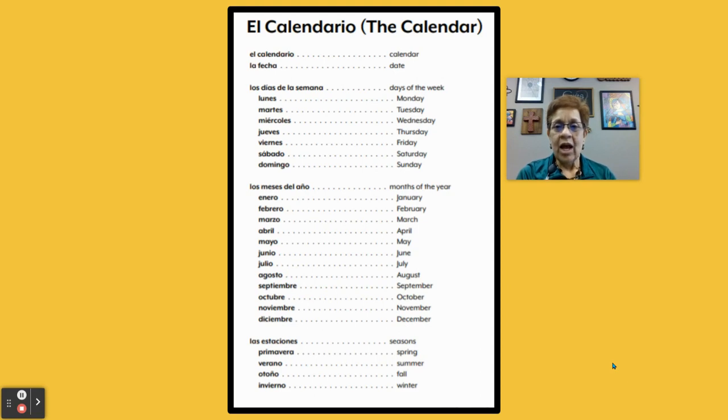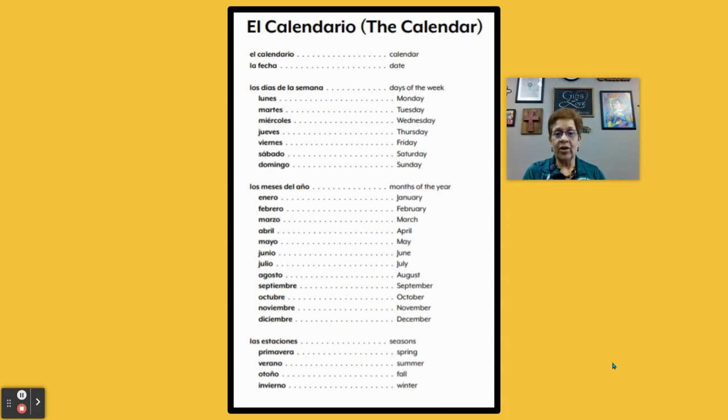Okay, otra vez. Now when I say them, I'm going to give you the first letter of each one in sign language. Lunes, martes, miércoles, jueves, viernes, sábado, domingo. Okay, muy bien, muy bien.